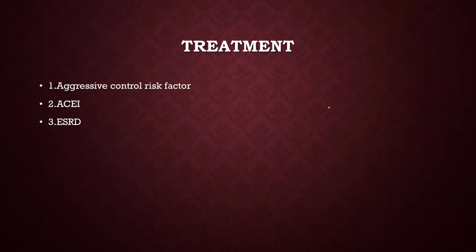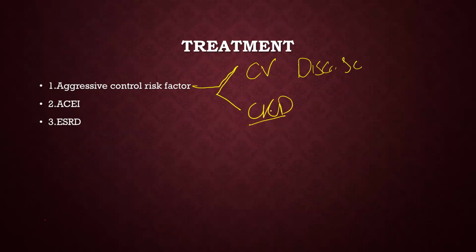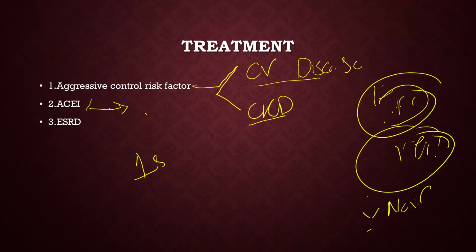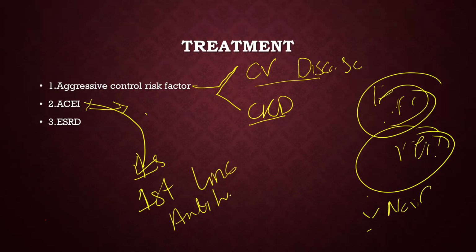So the treatment of autosomal dominant polycystic kidney disease is aggressive control of the risk factors for cardiovascular disease and CKD. That includes hyperlipidemia, hypertension, and decreased sodium intake, right? ACE inhibitors or ARBs are again first line antihypertensives in autosomal dominant polycystic kidney disease.